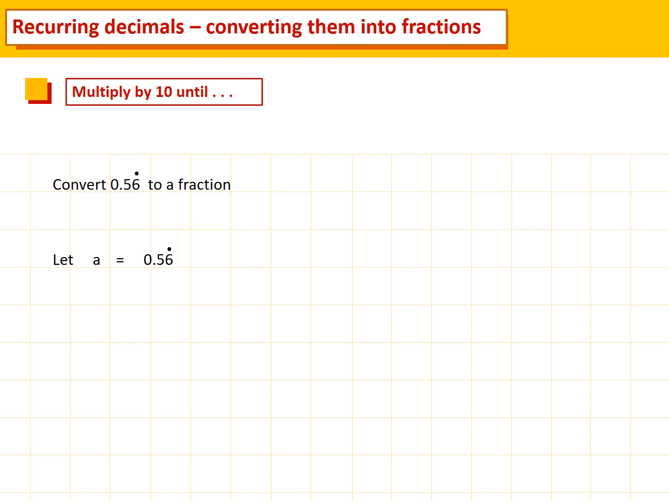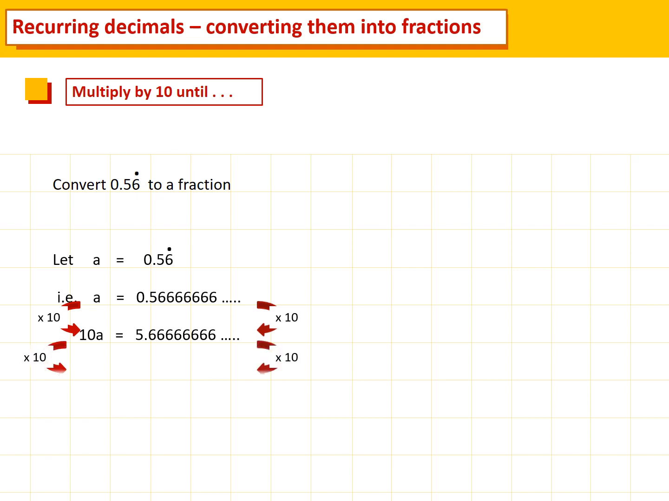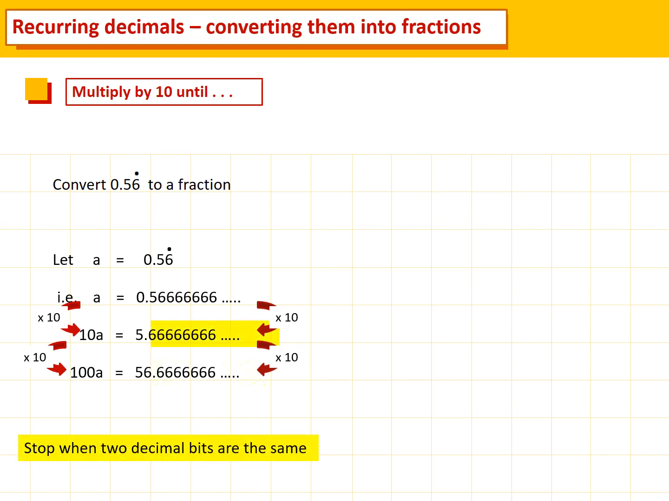a is 0.56, it's just the 6 that repeats. We multiply by 10. 10a equals 5.6, and it's a 6 that repeats, but the decimal parts are not the same. So we multiply by 10 again. 100a equals 56.666, the 6 repeats again. That's two decimal parts that are the same. Those are the two parts we're going to use.